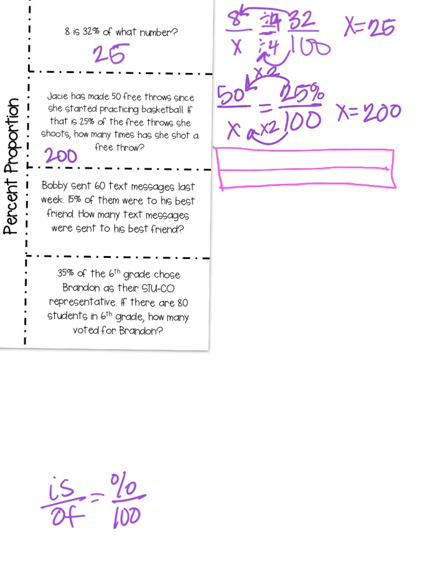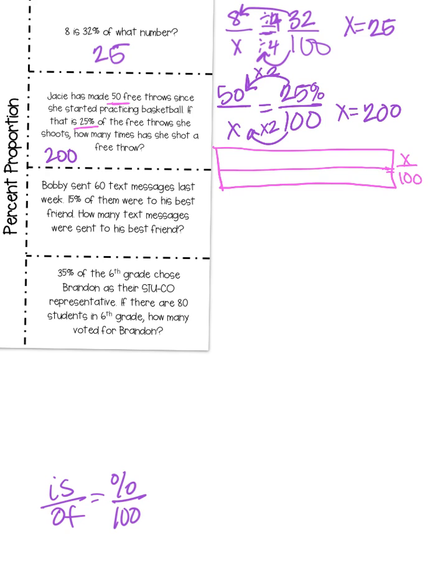And down here, this has to equal 100%. And this right here would be what we were looking for, okay? It tells us that she has made 50 free throws, and that is 25%. Well, could I split this bar into 25%?